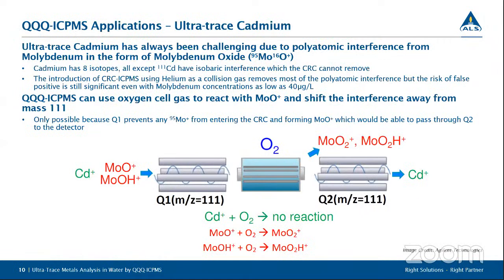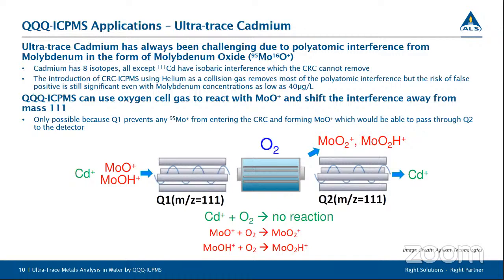So the first example is using MS/MS on mass mode and oxygen cell gas to remove molybdenum interference on cadmium. Cadmium is in the same group as mercury on the periodic table and is on the World Health Organization's list of 10 chemicals of major public health concern. As such, regulatory or permit limits are often very low for cadmium. Cadmium analysis requires detection limits in the nanogram per liter or parts per trillion range for most environmental monitoring projects.